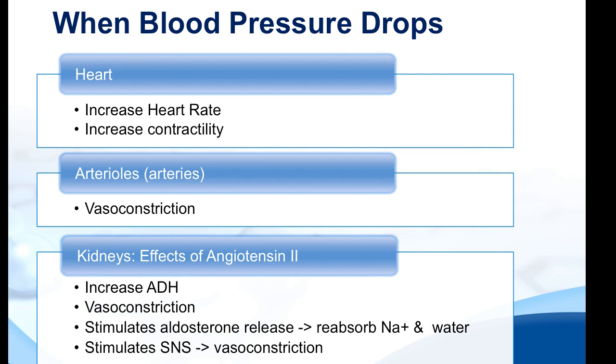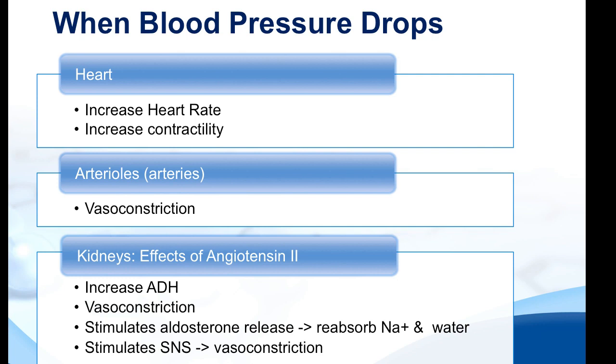If you increase contractility, we know that this will increase stroke volume and therefore increase cardiac output. By increasing cardiac output, your body increases blood pressure. So putting all those together, we increase heart rate, cardiac output increases, increasing blood pressure. Now, in response to the drop in blood pressure, the arterioles will vasoconstrict. When they do, this increases total peripheral resistance, therefore increasing blood pressure.